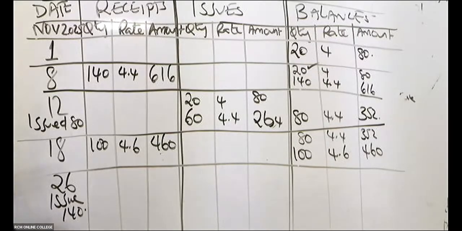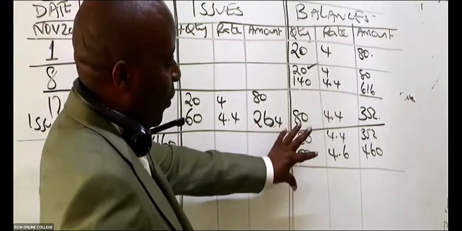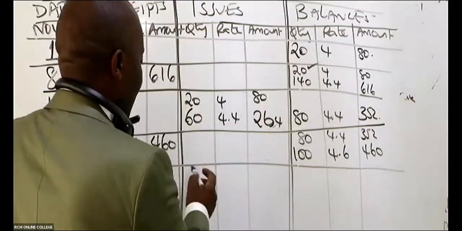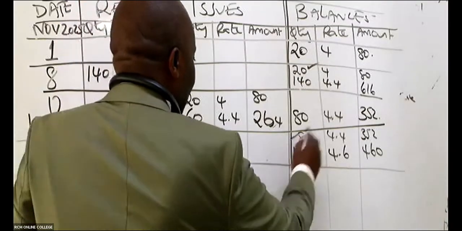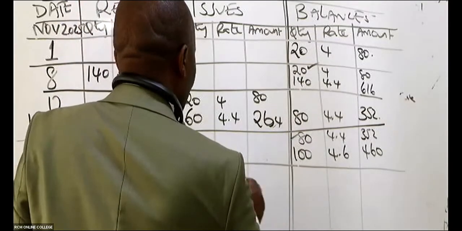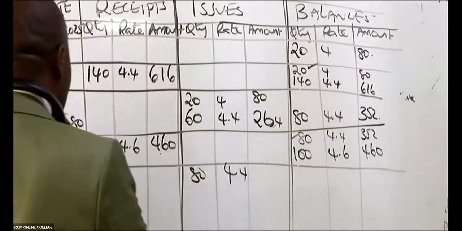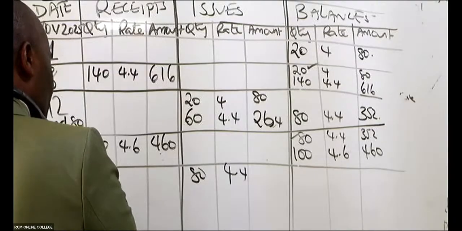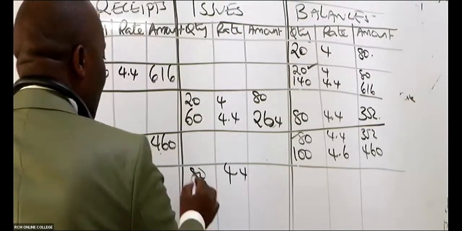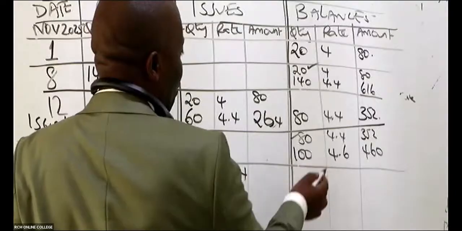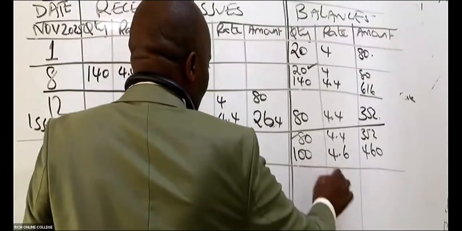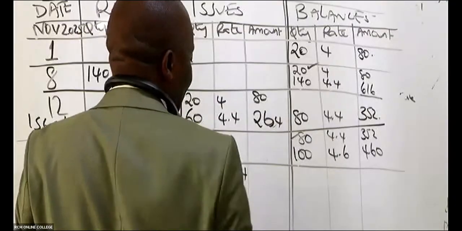So this 140, I know the batches, the way they are. Yeah, it is about the oldest. So I will come and issue 80 because I have 80 to be the oldest at 4.4. And then after issuing 80, I have 140 in total, so I need to come and issue now 60 from the other available batch. The available batch is this one, which had cost me 4.6.